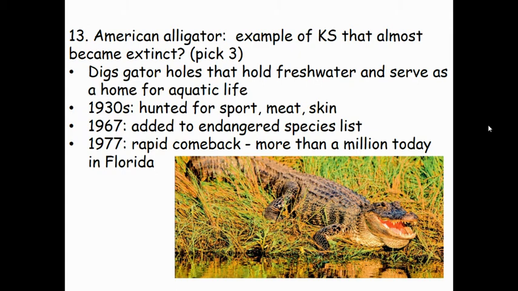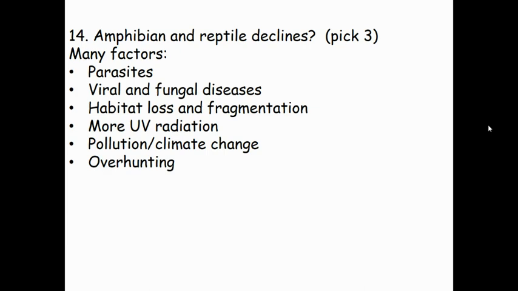Moving ahead in 5, 4, 3, 2, and 1. All right, amphibian and reptile declines: parasites, viral and fungal diseases, habitat loss and fragmentation is always a big one. More UV is getting through because of ozone destruction, pollution, climate change, overhunting. Lots of reasons for these organisms to be declining.